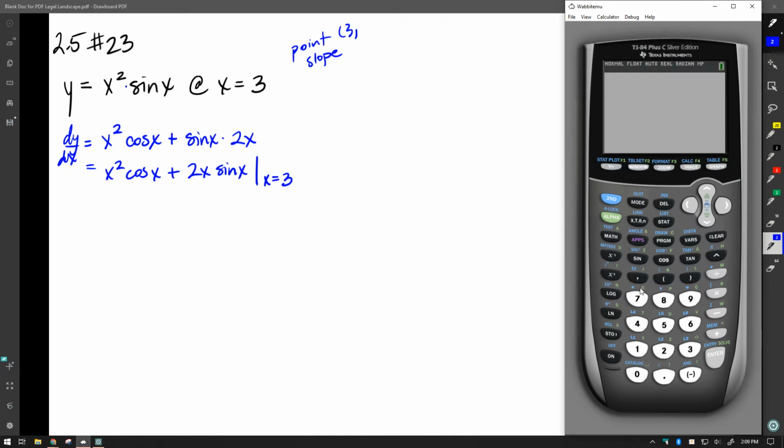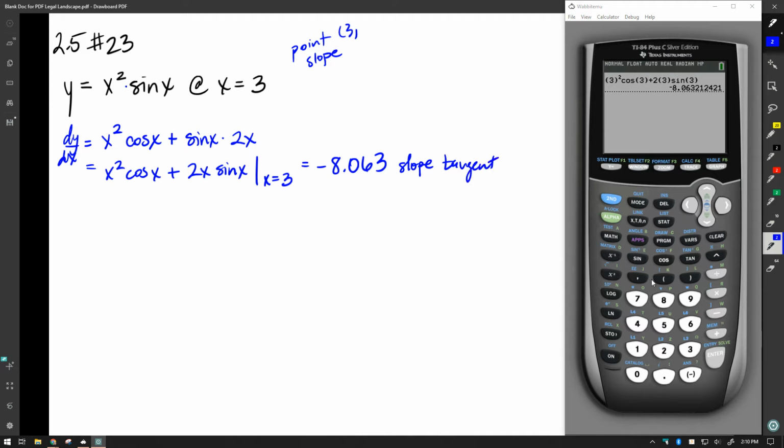So we're going to go over here to our calculator and type in 3 quantity squared times cosine of 3 plus 2 times 3 times sine of 3, and that gives us negative 8.063, negative 8.063 for the slope of the tangent line.